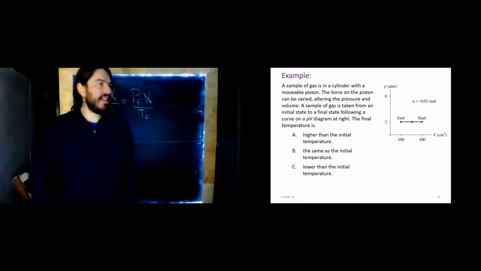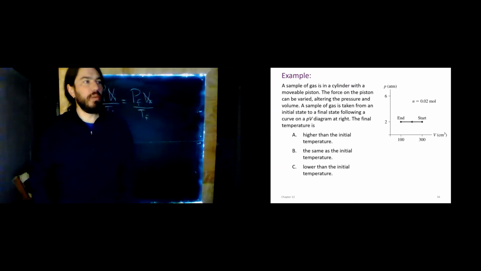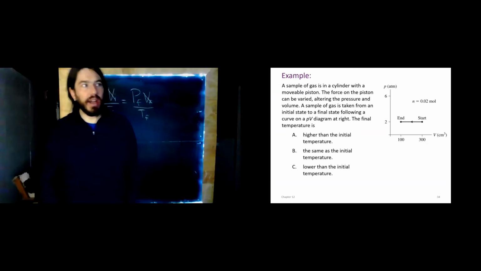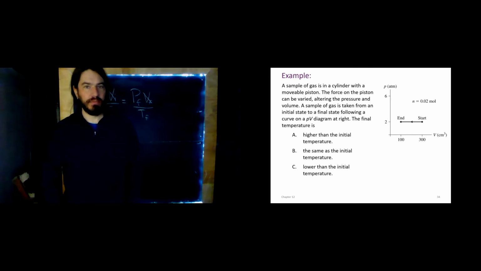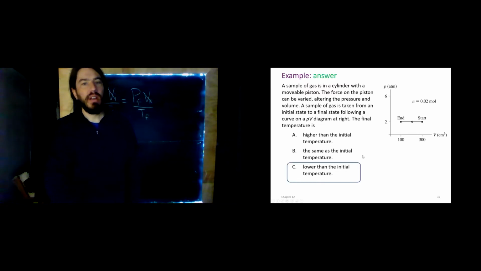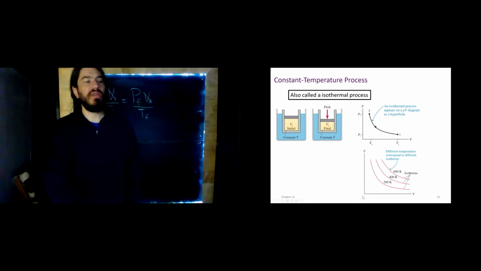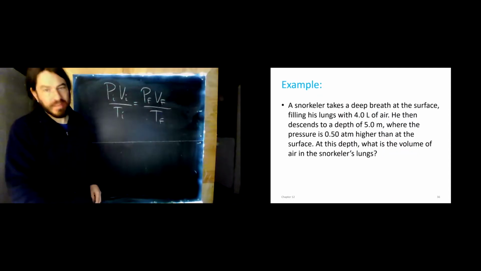Here's another one. A sample of gas is in a cylinder with a movable piston. Same scenario, but now it's following this different path. Is the temperature increasing or decreasing? Well, let's just jump to the exciting conclusion. The temperature is decreasing, isn't it? Because I'm getting closer to the origin. Right? If I'm on a horizontal line, I'm moving to the left, then I am crossing isotherms to get to a lower temperature. The higher temperature isotherms are always farther from the origin.